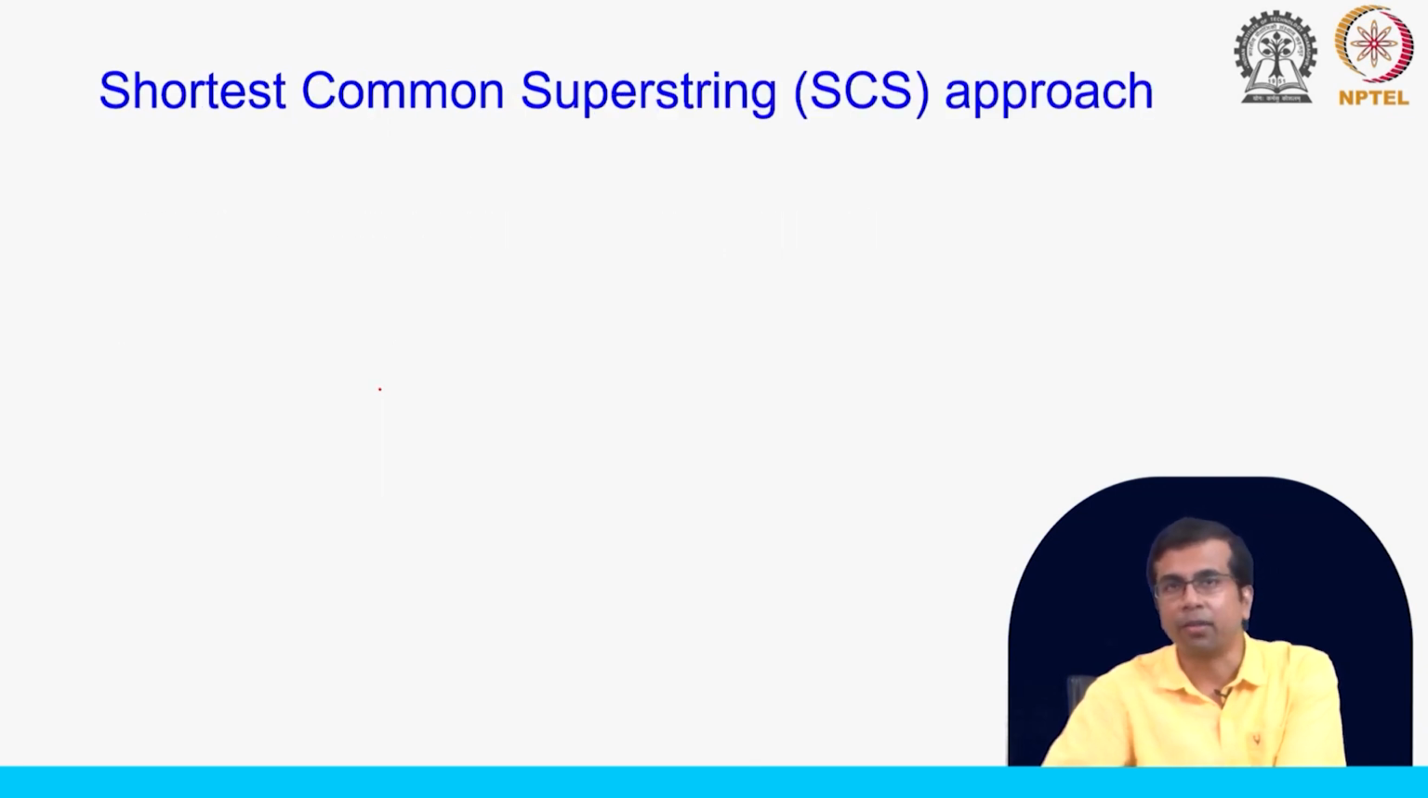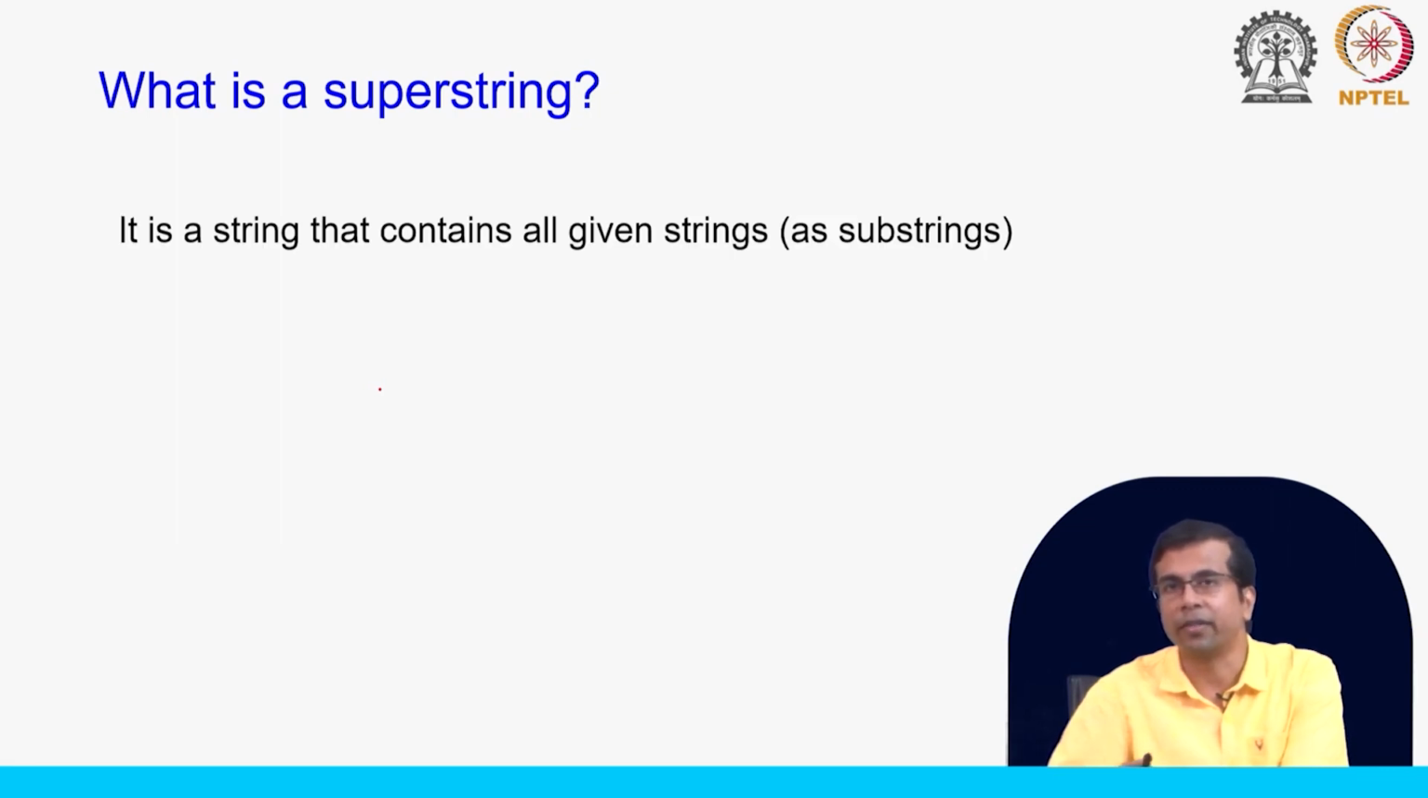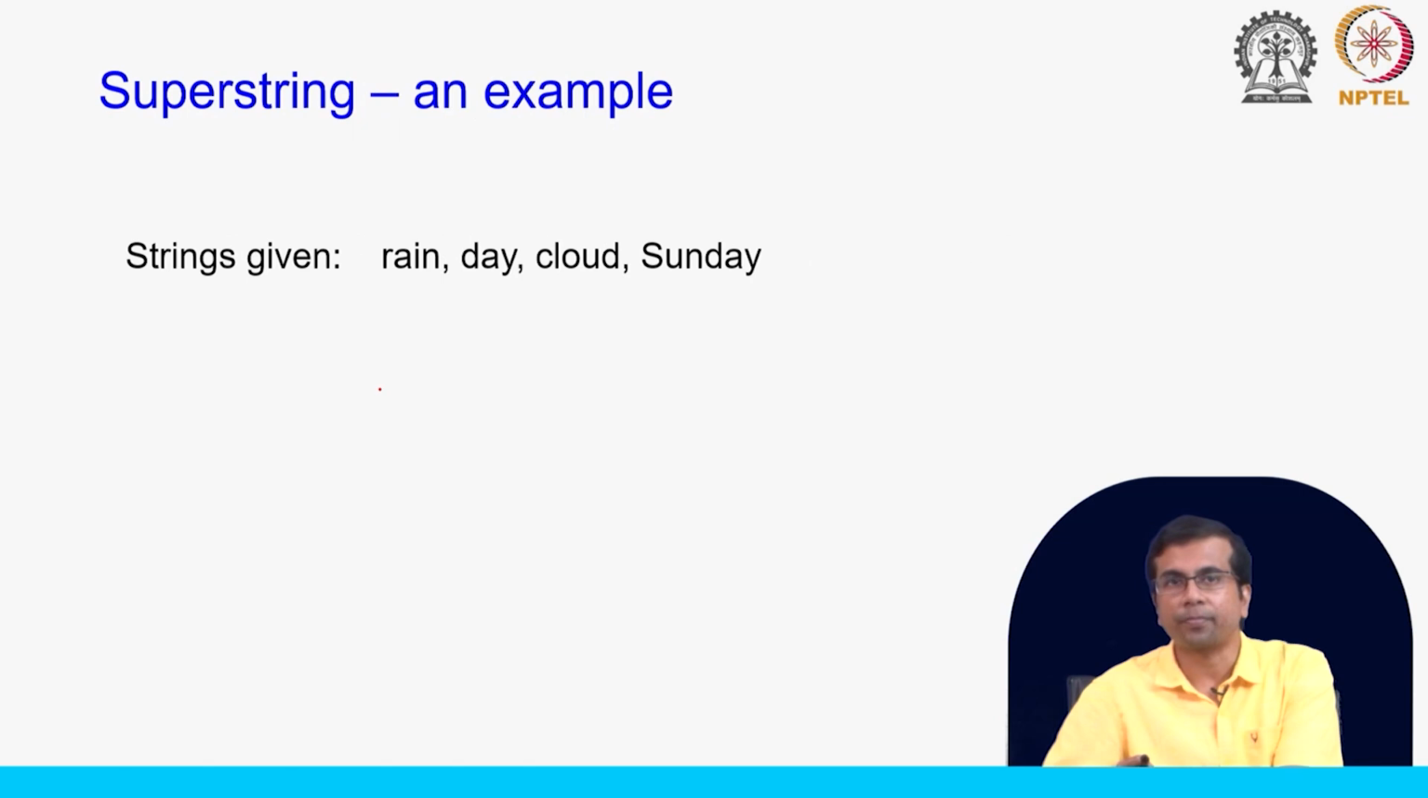Okay, so, we will start with the shortest common superstring approach. This is derived from an idea in computer science. So, you have this superstring. If you are given some strings, you can have superstrings. So, what is a superstring? It is a string that contains all given strings as substrings. We will take an example and that will be easy to understand. Let us take this very simple example here. We have 4 strings, let us say: rain, day, cloud and sunny.